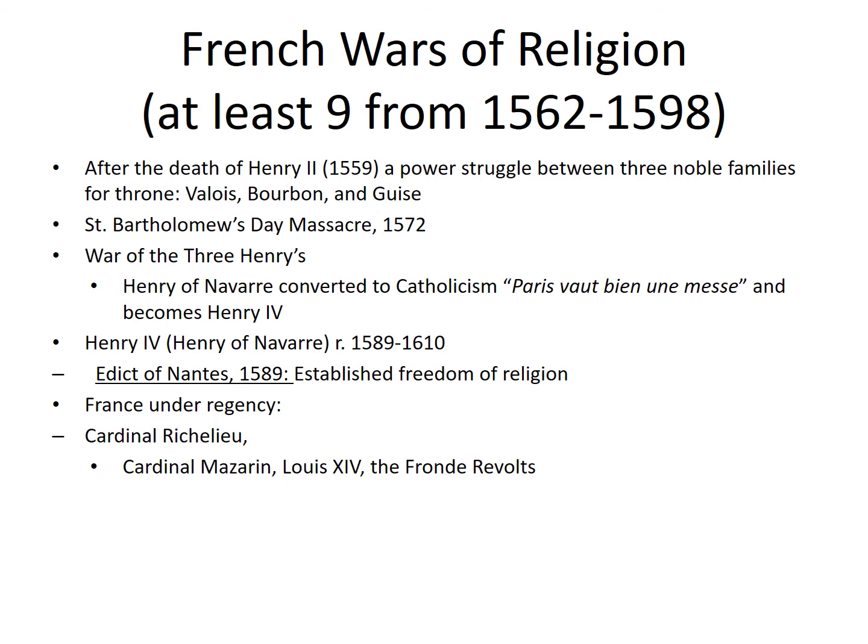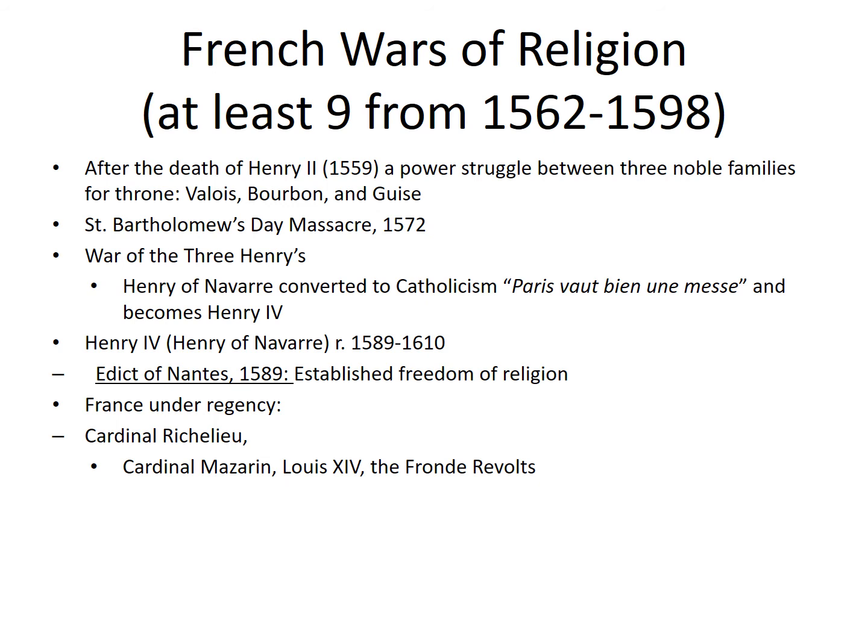French Wars of Religion. There were at least 9 going on between the years 1562 and 1598. After the death of Henry II, one of the Valois kings, in 1559, a power struggle between the 3 branches of the royal family, 3 noble families, were vying for the throne. The Valois, of course, the family of Henry II, the Bourbon, and the Guise. This power struggle between these 3 branches of the royal family will eventually lead to different sides being taken during different points of the war.